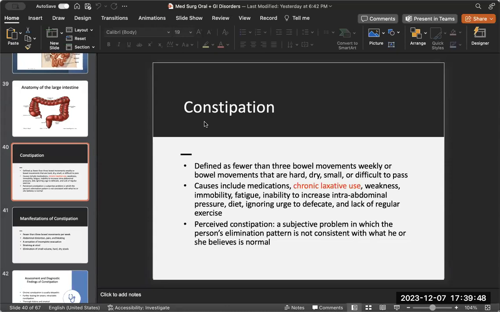lack of regular exercise. So the three rules of thumb that you can never forget when it comes to constipation is increase fluid, increase fiber, and increase exercise. Those are the three main teaching points.